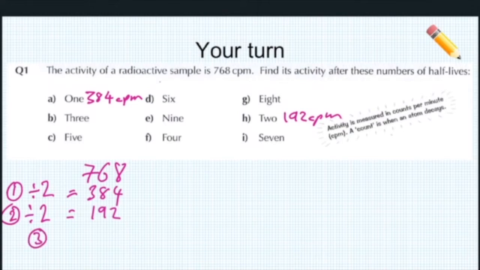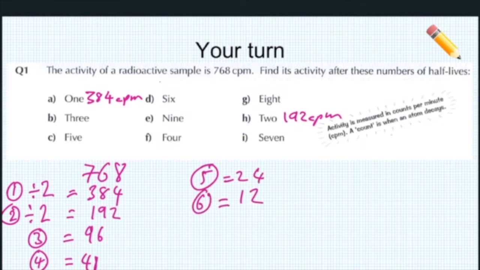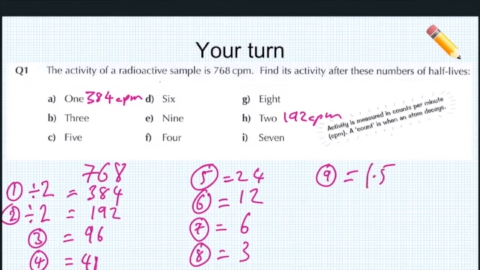After 3 is 96. 4 is 48. 5 is 24. And all I'm doing here is dividing the last number by 2 each time. 6, 7 is going to be 6, 8 is going to be 3, and 9, which is the last one, is going to be half of 3. So we need to decide, can we have half a count per minute? Can we have an answer of 1.5 counts per minute? And the answer is yes, we can. If we've got 3 counts in 2 minutes, that's 1.5 every minute.